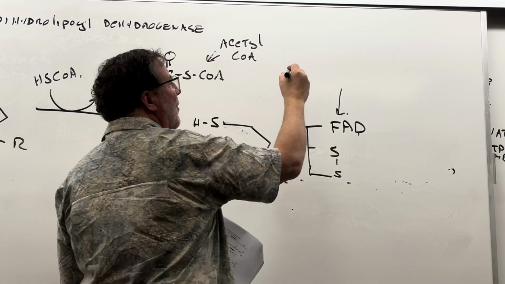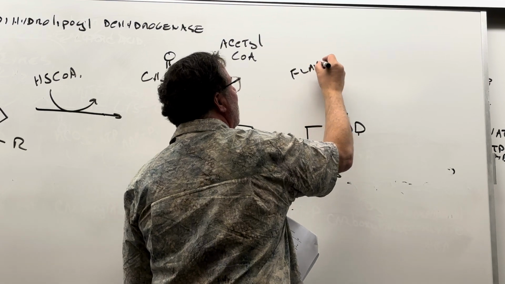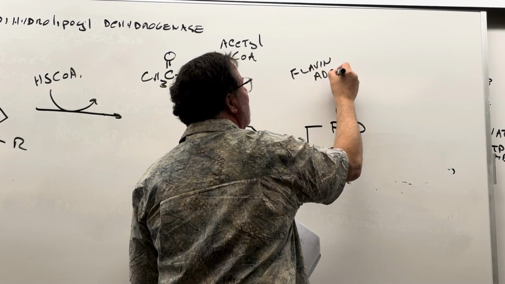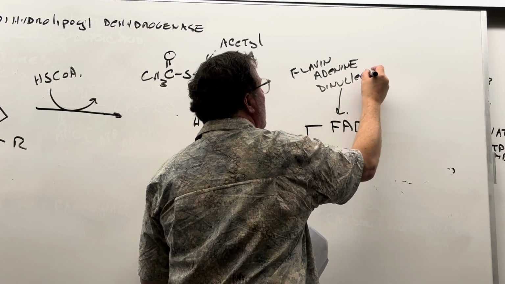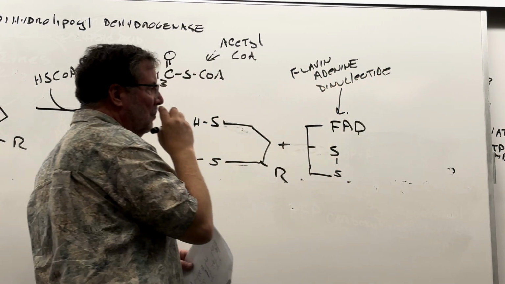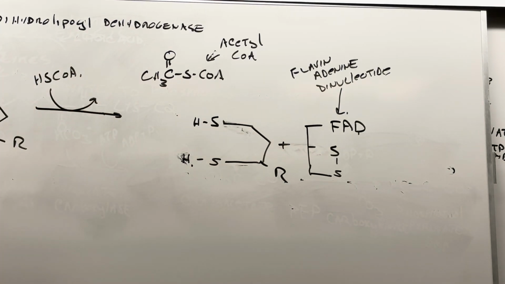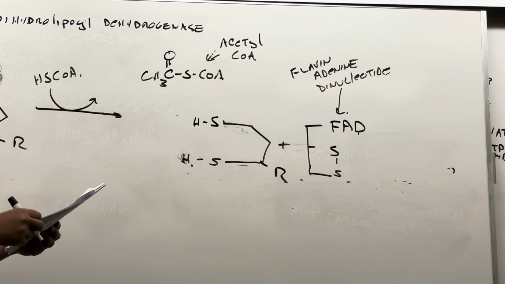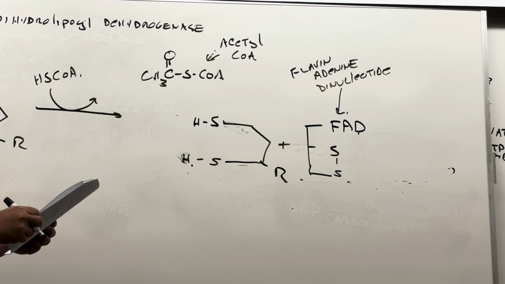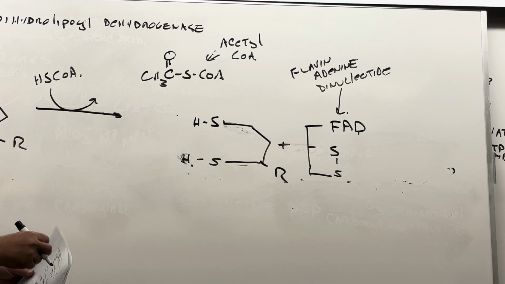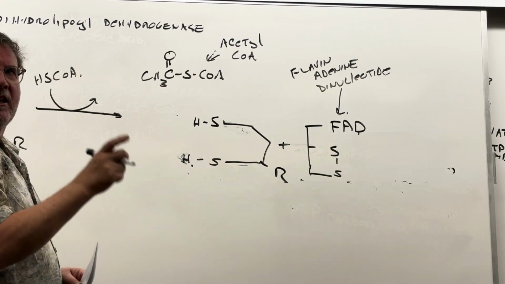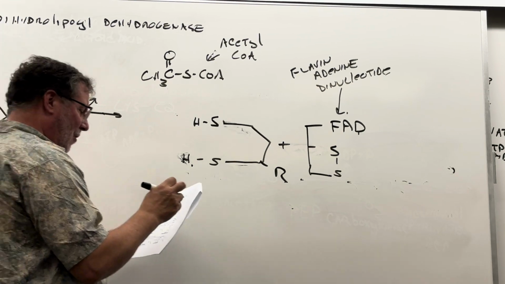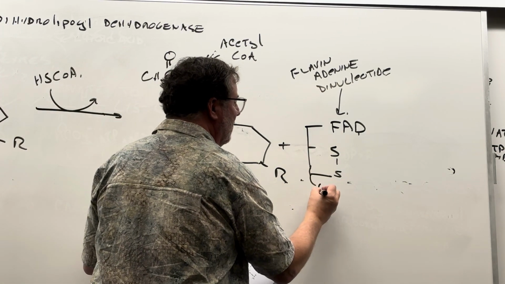So this is flavin adenine dinucleotide. And then these are a couple of oxidized cysteines within that E3 protein. So this is all part of E3.